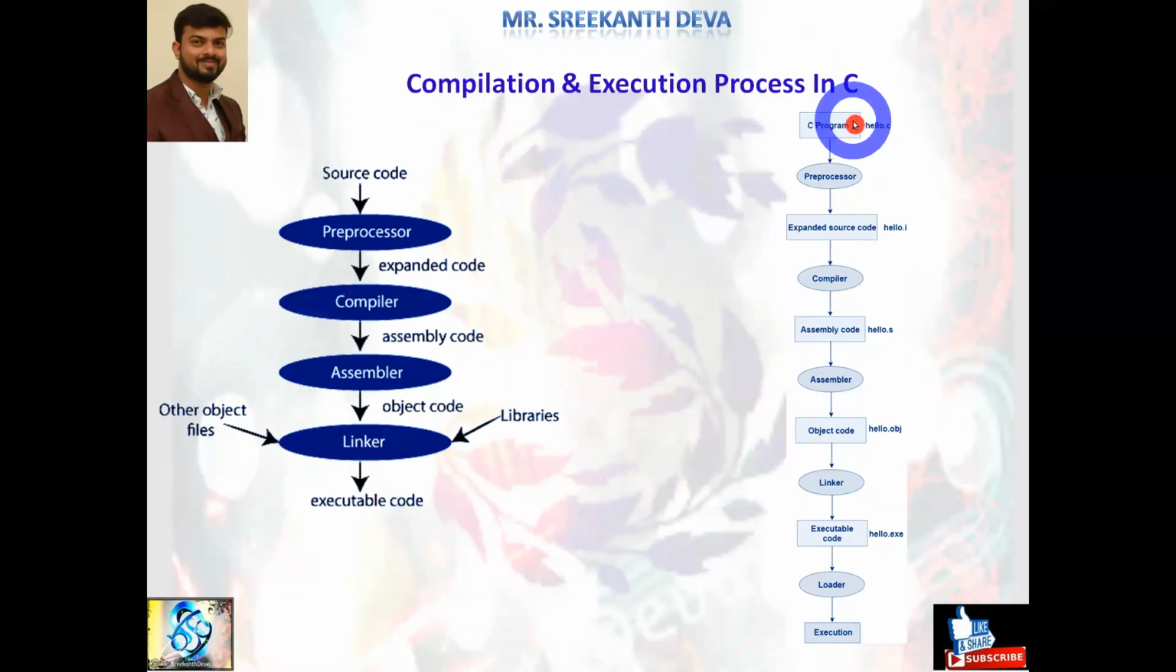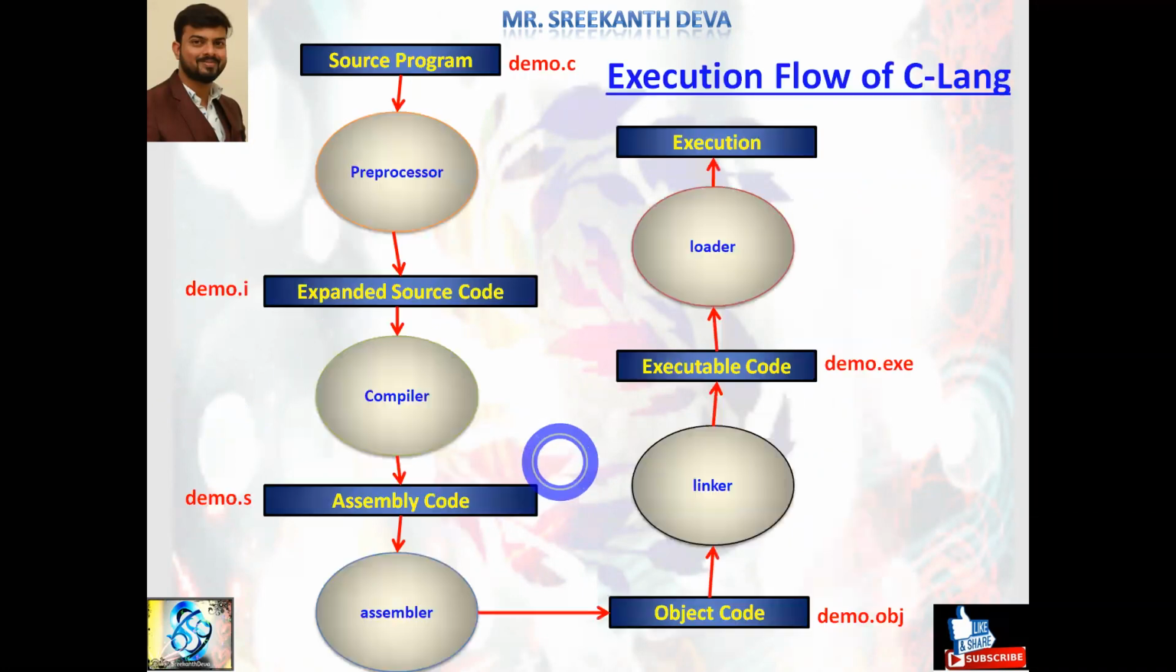Source code: the preprocessor generates expanded code, the compiler loads that expanded code and generates assembly code, the assembler loads that assembly code and generates object code, and the linker links several object files and C standard libraries and loads that object code. If anything goes wrong here, it generates errors. Otherwise, if error free, it generates executable code. The loader is responsible for loading that executable code from secondary storage devices to main memory and provides execution. See, these are the steps involved in the compilation and execution flow of the C programming language.